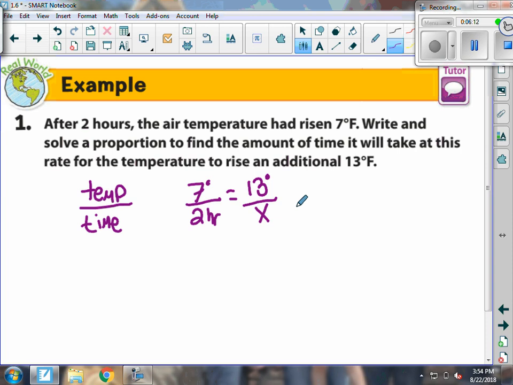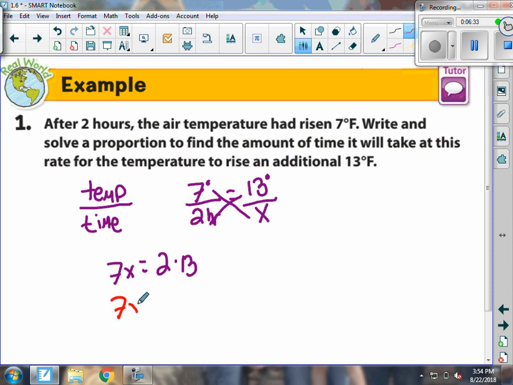X is one of the most commonly used variables that you see with math, so I'm going to use it a lot. So now I just need to cross multiply. So I have 7 times x, which is 7x, is equal to 2 times 13. Okay, so I'm just going to write 2 times 13.